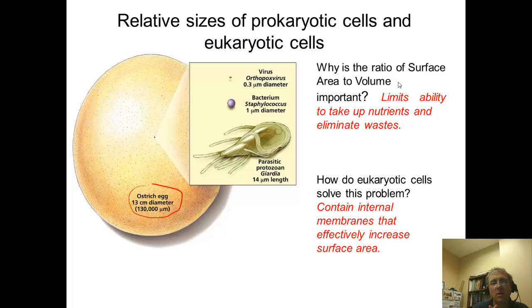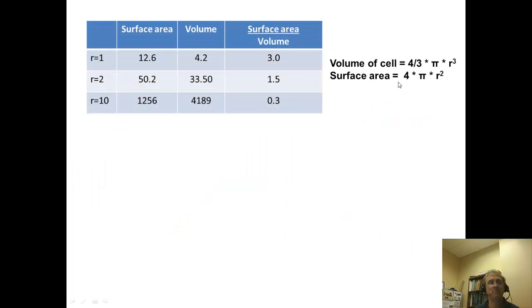When this becomes important is as something gets bigger, that larger object is going to be limited in its ability to take up nutrients that it needs in order to grow. And it's going to be limited in its ability to get rid of waste products that it generates as it grows. How do eukaryotic cells solve this problem? Well, it turns out that a eukaryotic cell actually has all these internal membranes and organelles that, in essence, effectively increase the surface area of that cell. We'll see how that works in this cartoon in this next picture.